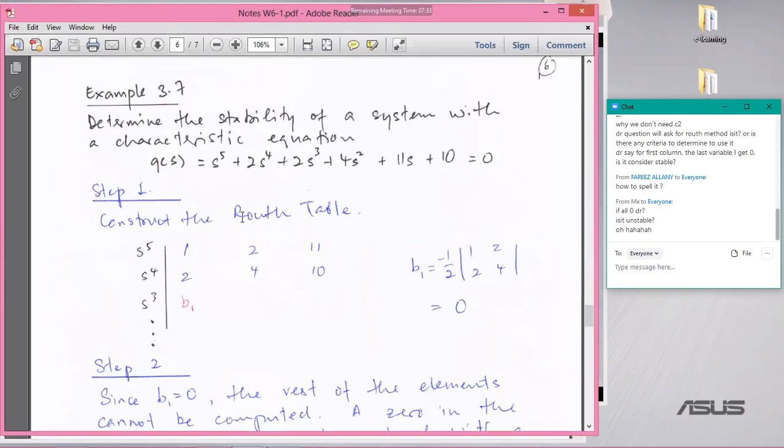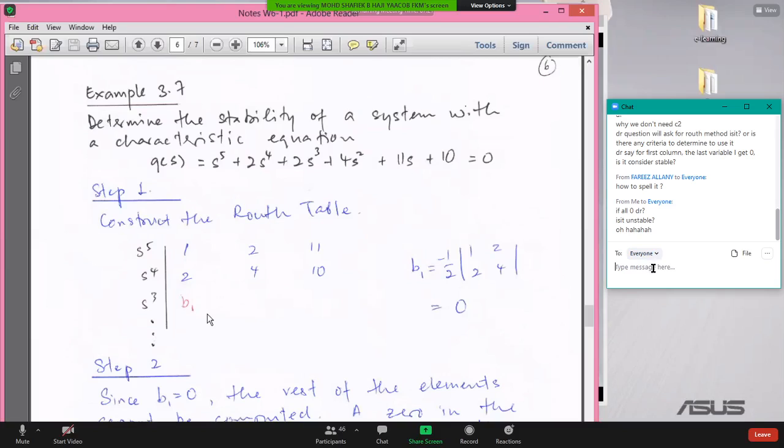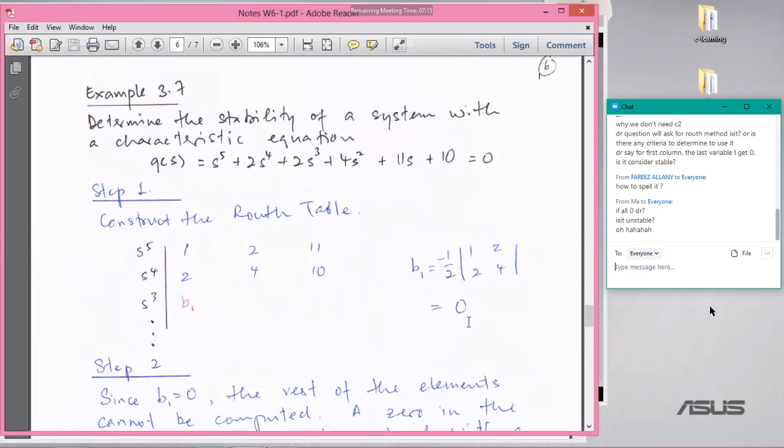See, when you fill in the first two rows and then compute the first element of the third row, you get 0 there. You cannot proceed to the rest of the rows because the next multiplier will be -1 divided by 0. So if there is a 0 in the first element, for you to proceed, you need to replace that with a small positive number.